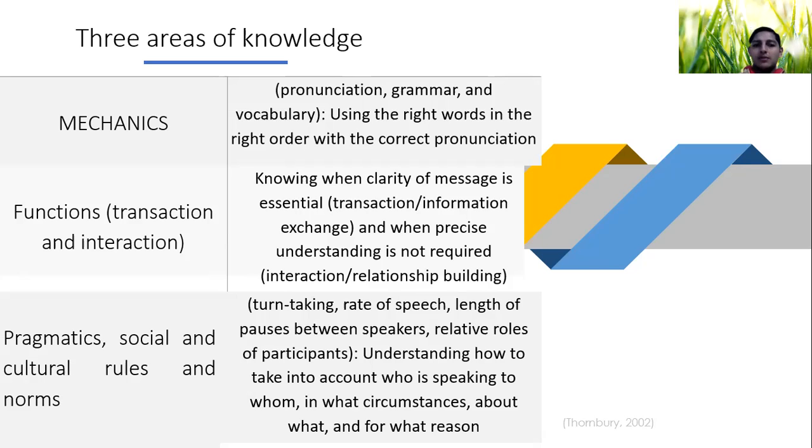And when precise understanding is not required, for interaction, for relationship building, where a negotiation takes place. And finally, we have pragmatics, which is the use and the social and cultural dimensions of the use of the language: turn taking, rate of speech, length of pauses between speakers, roles of participants. Basically, understanding how to take into consideration who is speaking to whom, the circumstances around, and the reasons why and what for, communication.